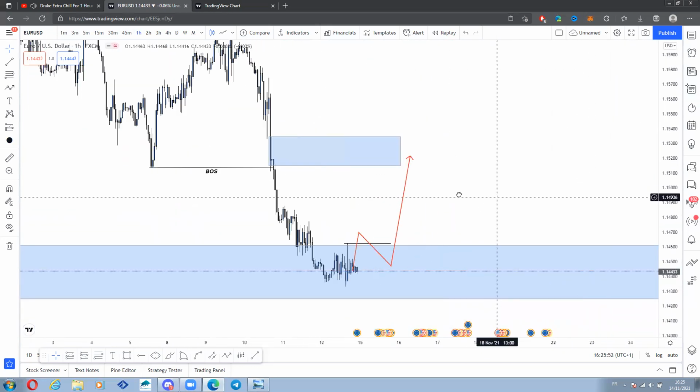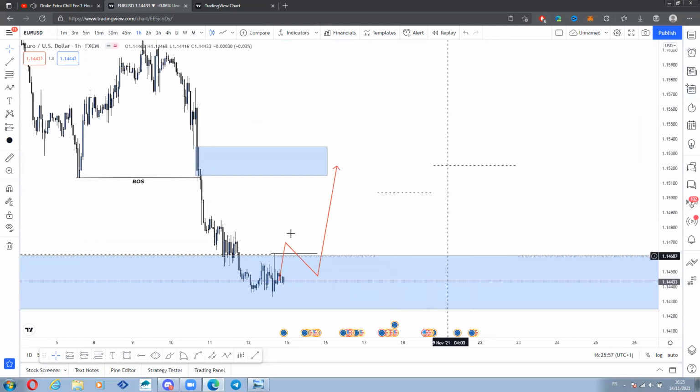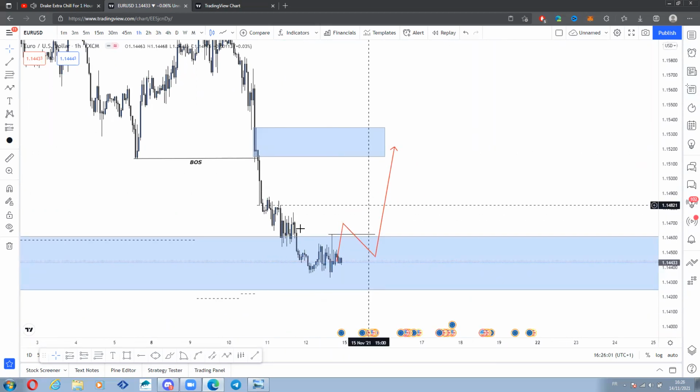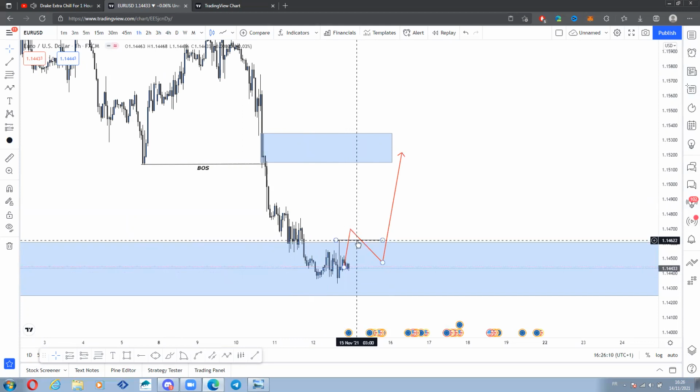Now, we said that the DXY is going to get weaker, so the dollar is going to get weaker. It means that the euro is going to get stronger, and that's exactly what I'm looking for. The AU is reacting with the 4 hourly demand zone. So after the mitigation, we need to see strength on the AU.